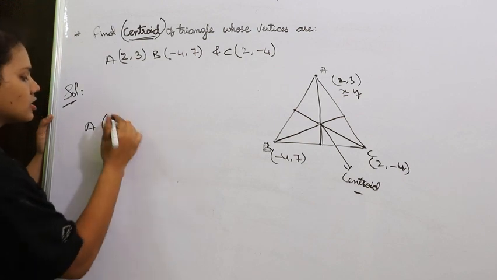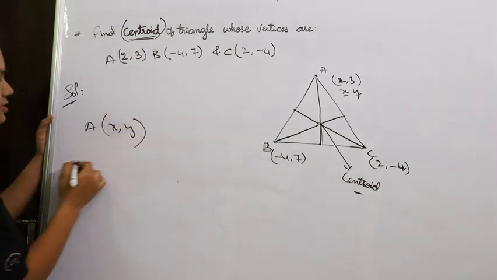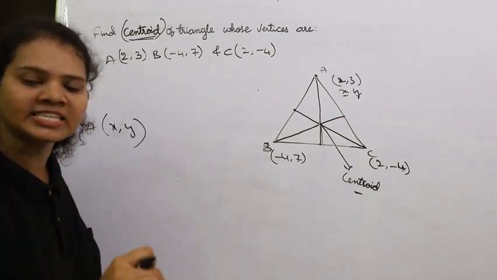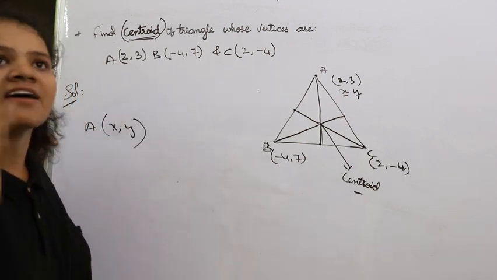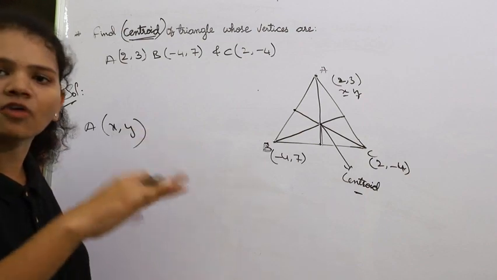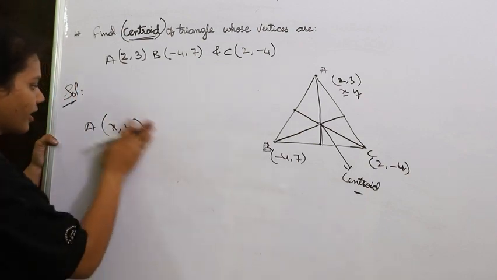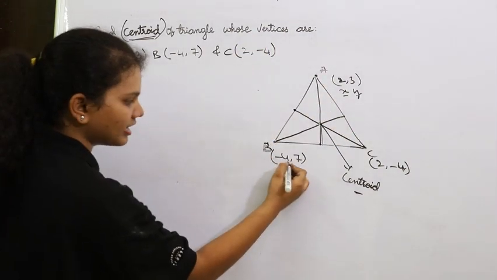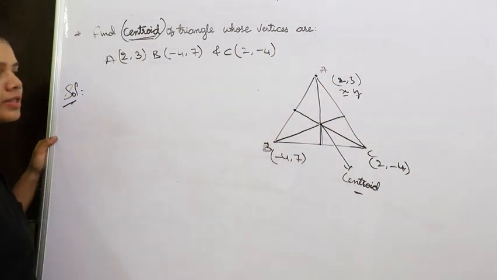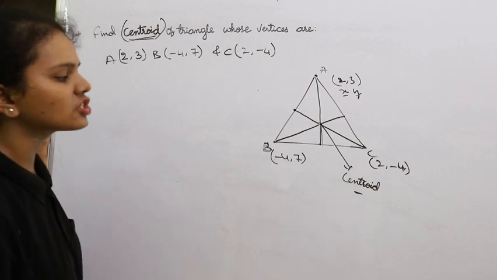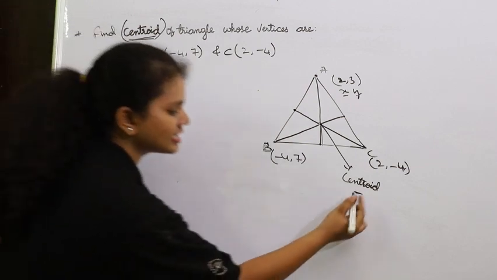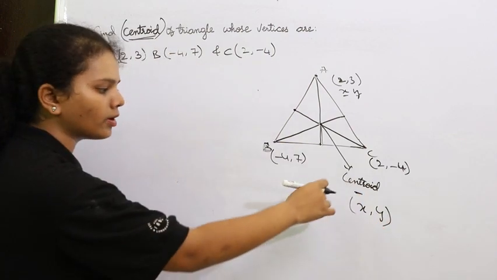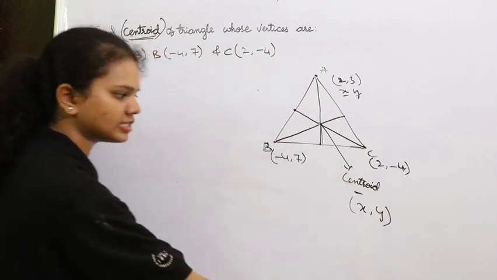When we read about loci, we get x, y. So we represent a vertex as x, y points. Here 2, 3 are the points of A, minus 4, 7 are the points of B, 2, minus 4 are the points of C, and the centroid is also a point. So let's consider it as x, y.